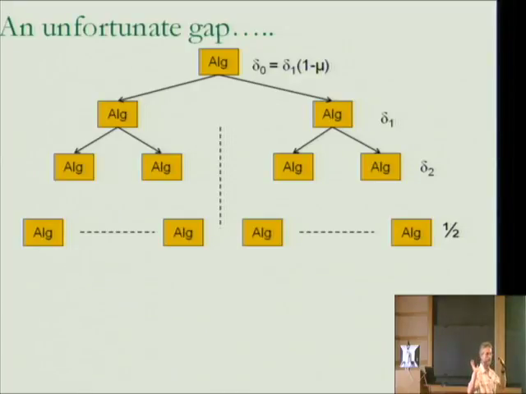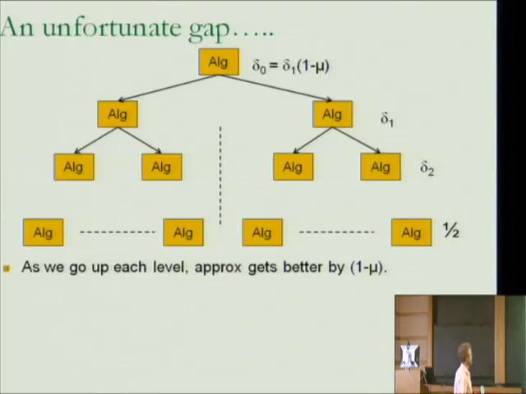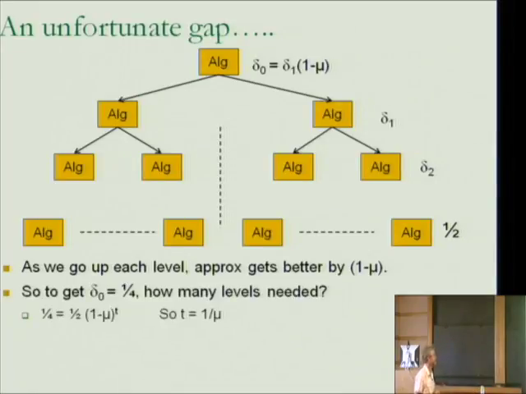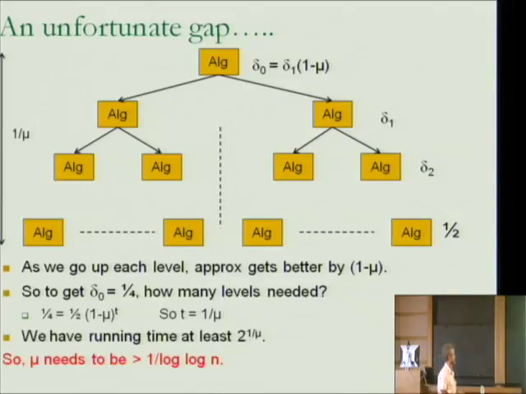We don't have to do two. We have to do polylog n recursive calls. But even two recursive calls. So you do the recursive calls to go to delta one and then delta two. So the depth of this tree is going to be, you know, the approximation gets better by one minus mu. So let's say we just want to go from a half to a quarter. So then we need t to be something like 1/μ. And the running time is at least 2^(1/μ), because it's the number of leaves of this thing. So mu had better be something like 1/log(n). Better be bigger than that. Okay.